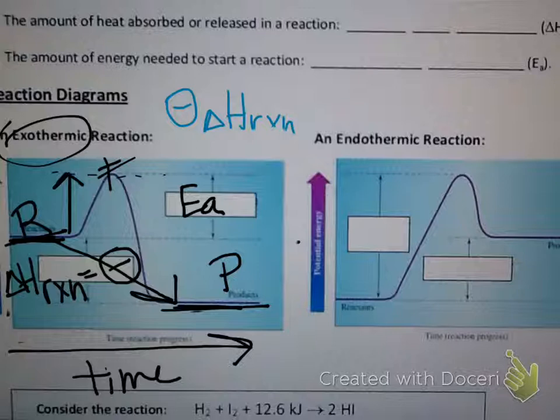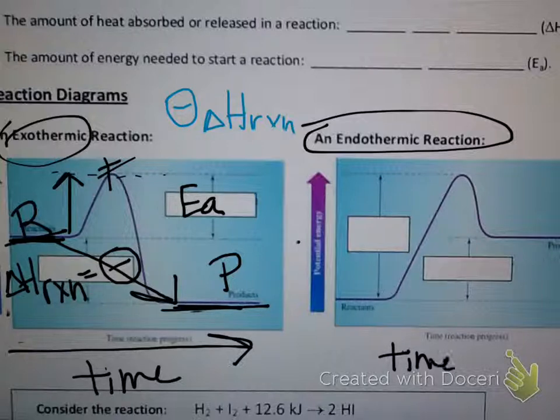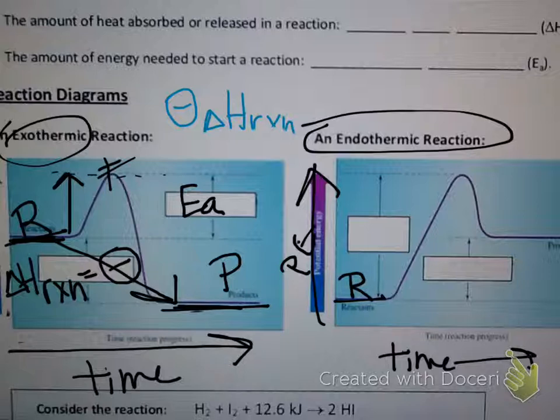Okay, now everything I just said applies to the next energy diagram as well, or reaction diagram. Once again, we've got time on the x-axis. On the y-axis, we have potential energy. All right, where are your reactants? Reactants are always on the left at the beginning of the reaction. And where are your products? The products and their energies are always plotted on the right-hand side.